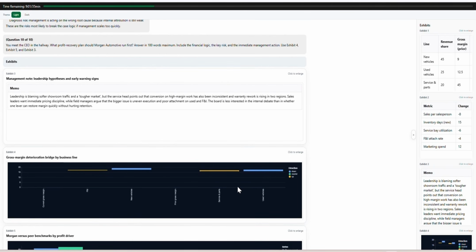The question goes, you meet the CEO in the hallway. What profit recovery plan should Morgan Automotive run first? Answer in 100 words maximum. Include the financial logic, the key risk, and the immediate management action. This is the capstone moment of the entire Casey assessment. And the most important thing to do here is do not be generic.